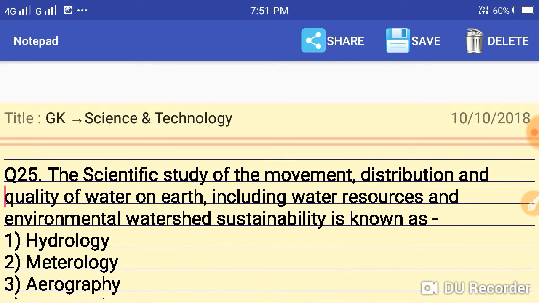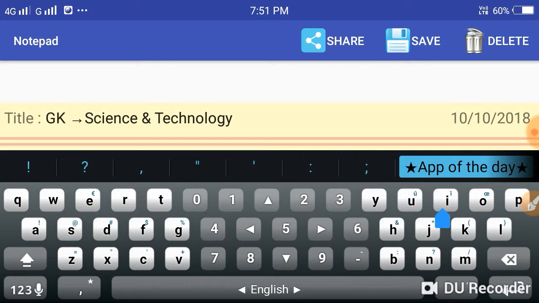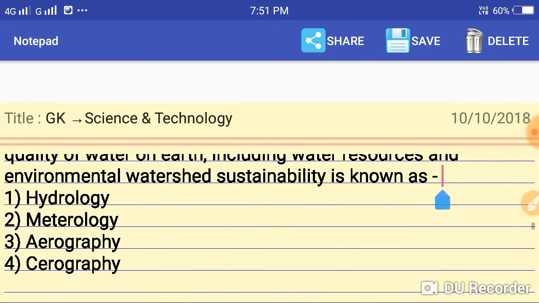The scientific study of the movement, distribution, and quality of water on Earth, including water resources and environmental watershed substantially, is known as. So question number 25, the right answer is option 1, hydrology. Option 1 is the right answer.